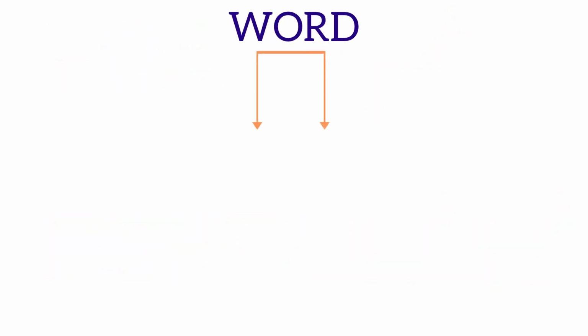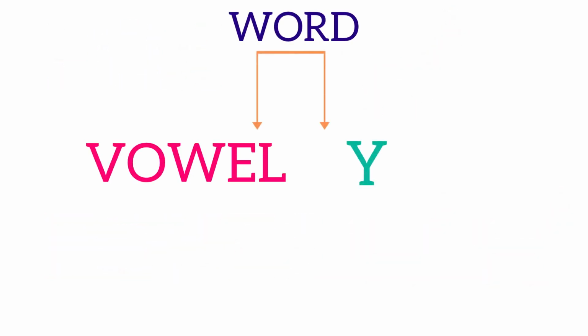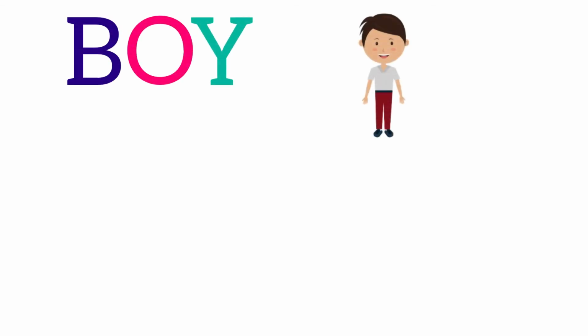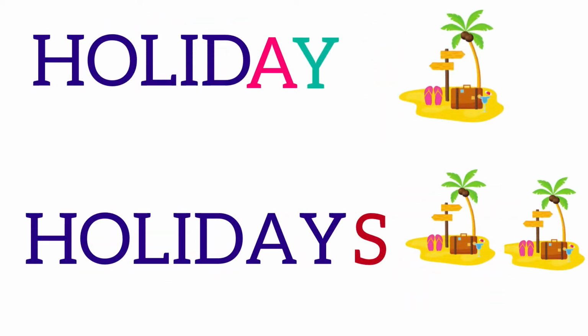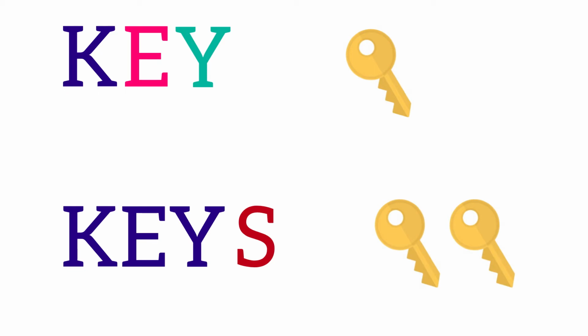When a word ends in a vowel and y, we add s. Here are some examples. Boy, boys. Holiday, holidays. Key, keys.